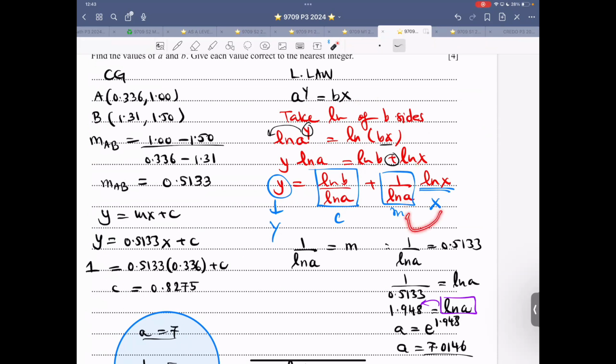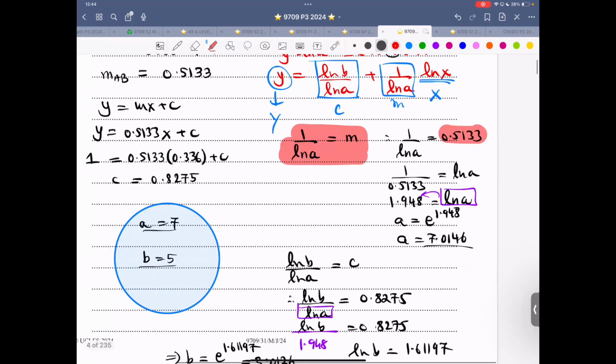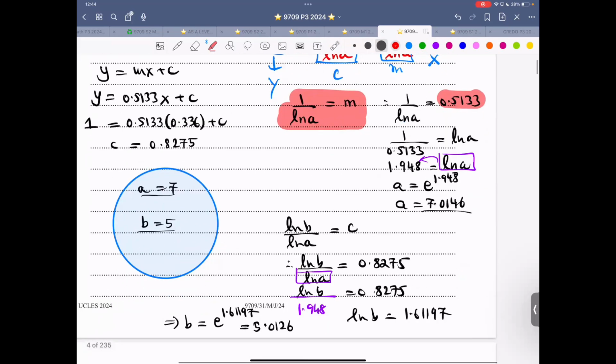The constant attached to the variable, which is ln x in this case, is 1 over ln a. That's the gradient. And the constant all alone on the right-hand side, that is c. So first, let's play with this. 1 over ln a is equal to m. That's the value of m. You use the rules of indices, and you find a as 7.0146.